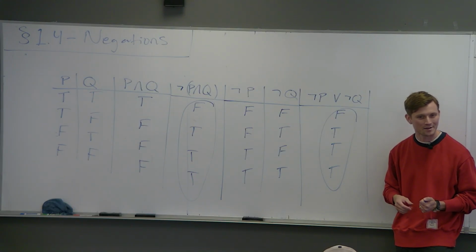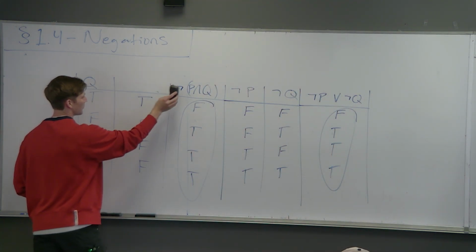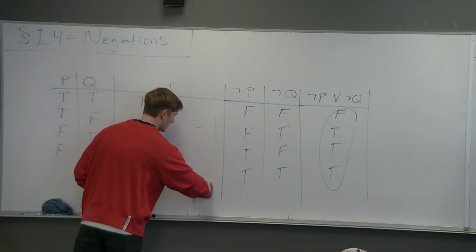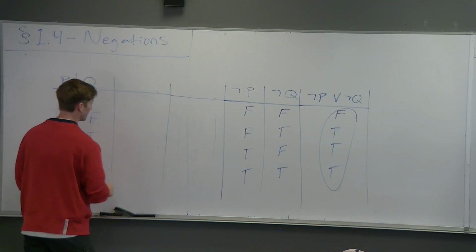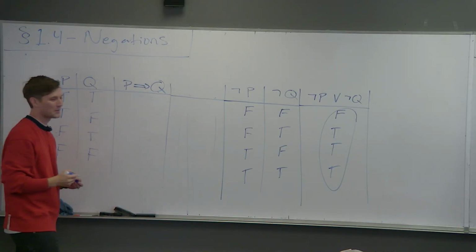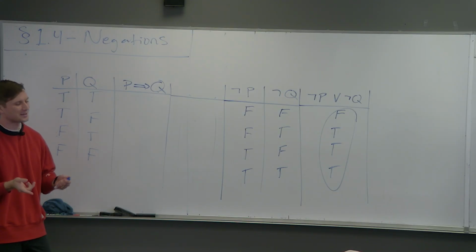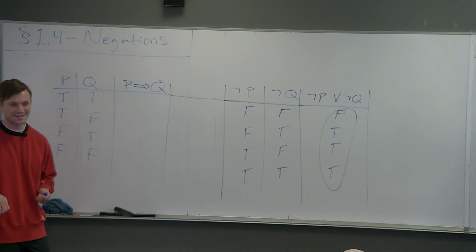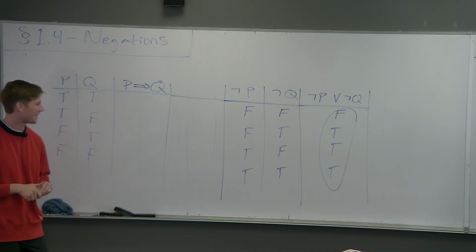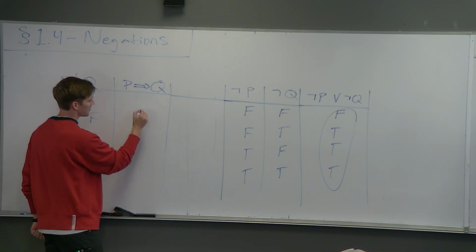Let's see. Let's try. Okay, so what if we do, instead of P and Q, P implies Q? This is a great review because everyone forgets what it should be. Okay, P implies Q. When is it true? When is it false? When P is true and Q is false, right? Yeah, exactly. That is the one case where it is false. Every other situation, it is true.